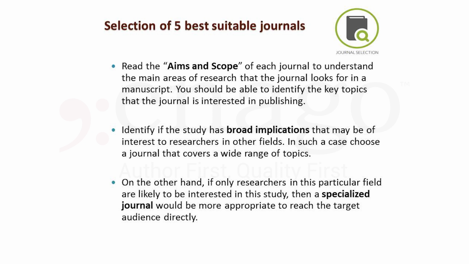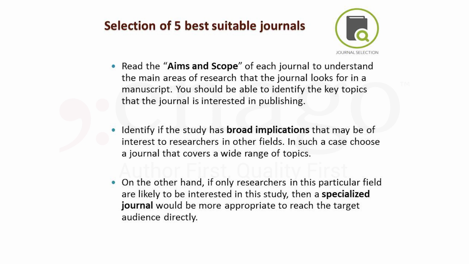First, you need to read the aim and scope of each journal to understand the main areas of research that the journal looks for in a manuscript. You should be able to identify the key topics that the journal is interested in publishing. Identify if the study has broad implications that may be of interest to researchers in other fields. In such a case, choose a journal that covers a wide range of topics.